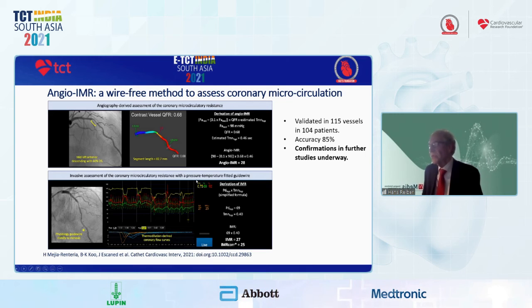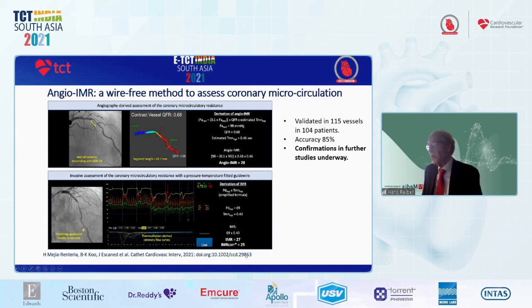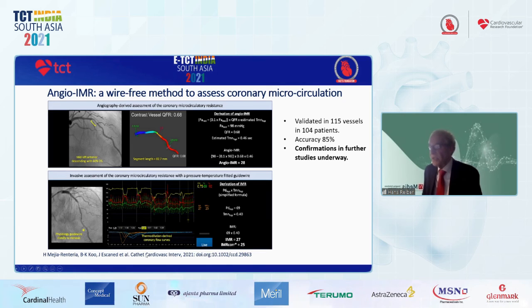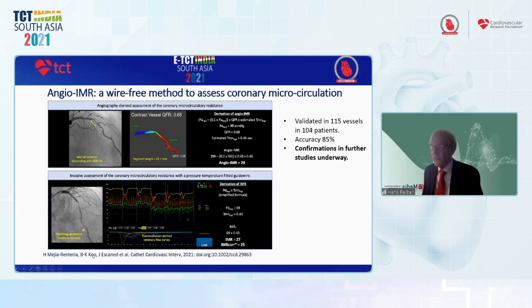and so far we use the same threshold as used in the pressure and temperature fitted guide wire approach, the invasive approach, where in this case also a value of 25 was found. So this has been initially validated and published in Catheterization and Cardiovascular Intervention recently by the group of Professor Eskenet and Professor Koo from Korea and Hernan Mejia Renteria, validated in 115 vessels and 104 patients with an accuracy of 85%. And further studies are on the way to confirm the initial very excellent results.